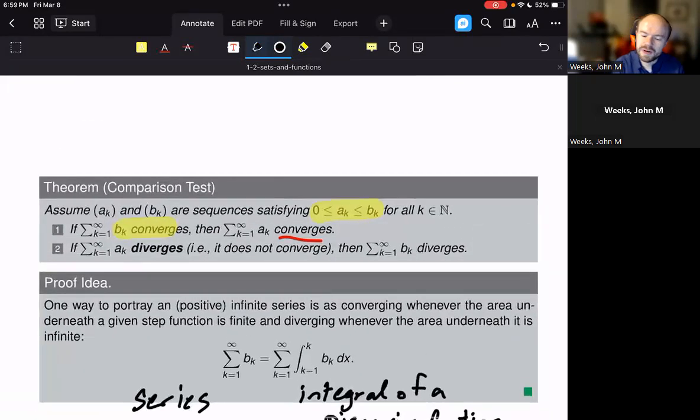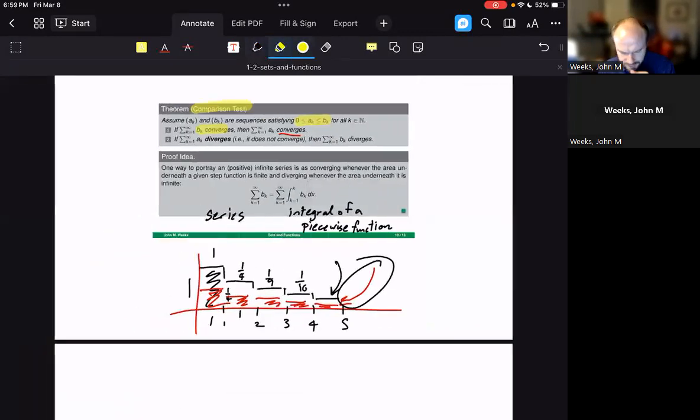These two parts together are known as the comparison test for series. And our way of kind of understanding how these things look is thinking of these as like step functions or piecewise functions, which are determining whether or not it's finite or diverging by determining whether the area underneath it is infinite.